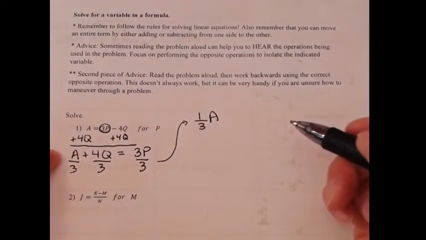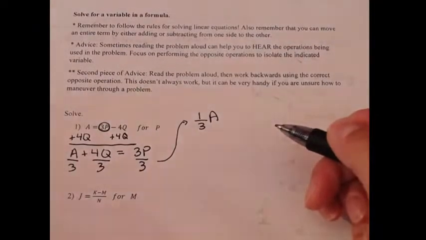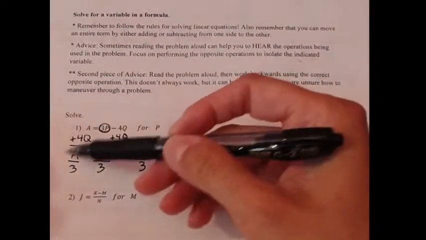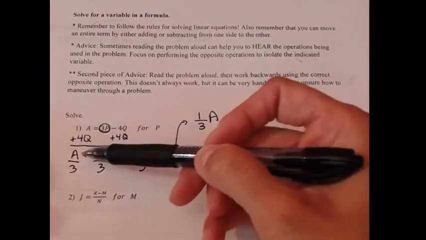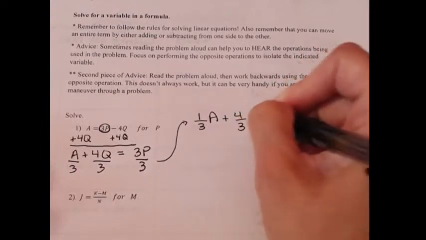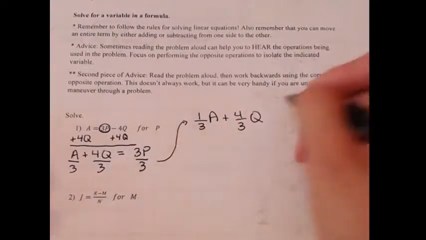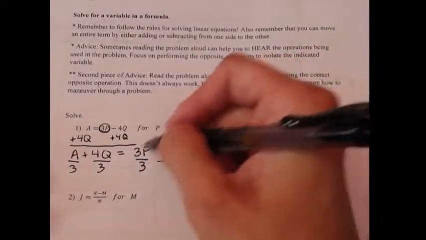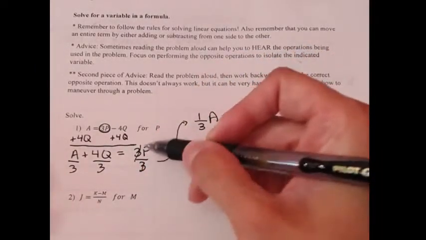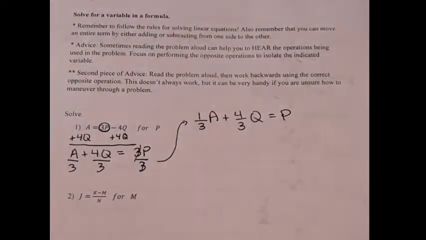You can write in a 1 in your notes, totally up to you. You get to decide and go ahead and make that decision. I'm going to leave it out. I'm just going to write 1/3 a. Plus, this becomes 4/3 q, right? So your coefficient is 4/3, then you have your q, is equal to, and then 3 divided by 3, well, that's just a 1, so it's 1p, which is just p. And we have successfully isolated our p.